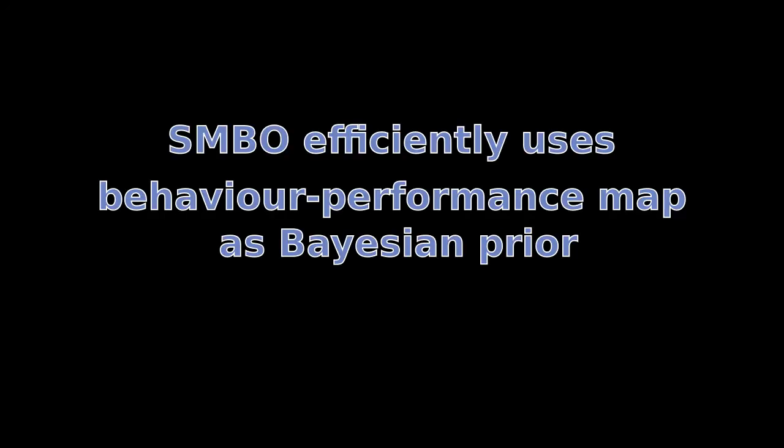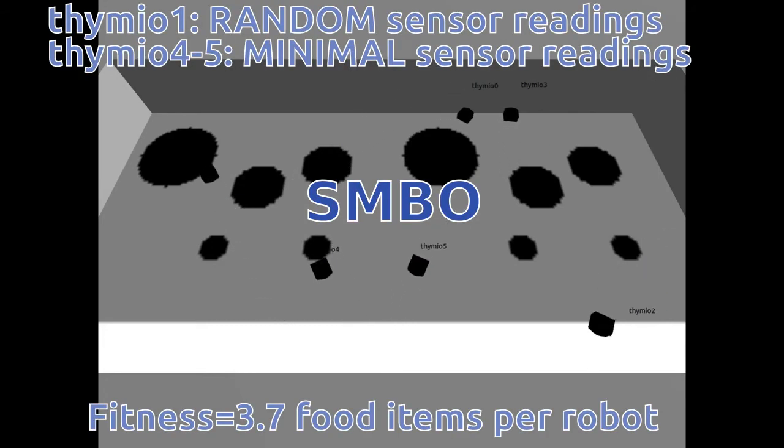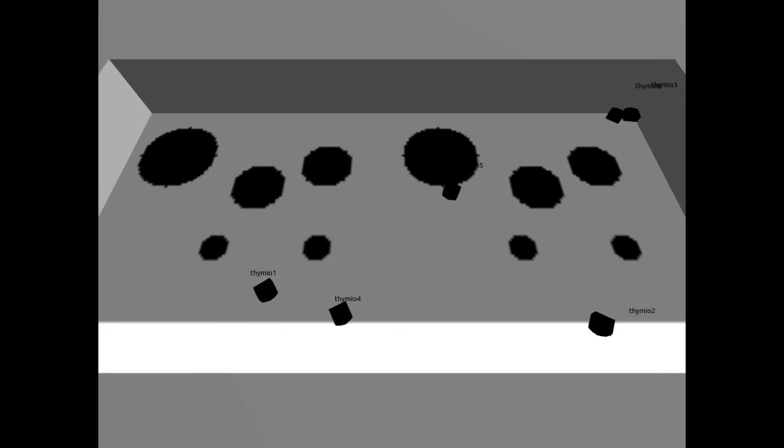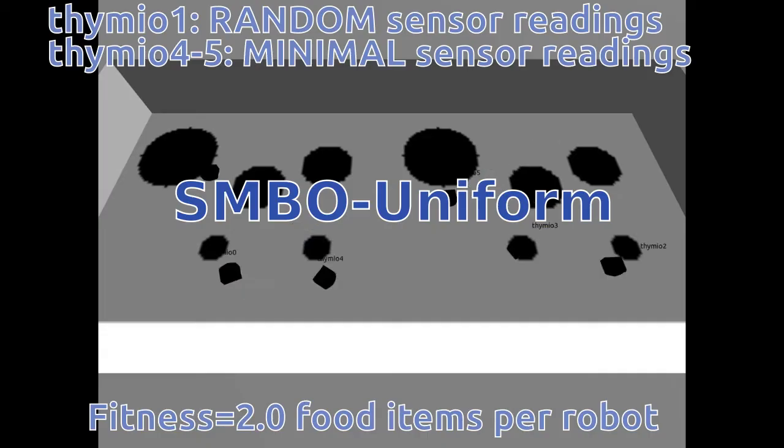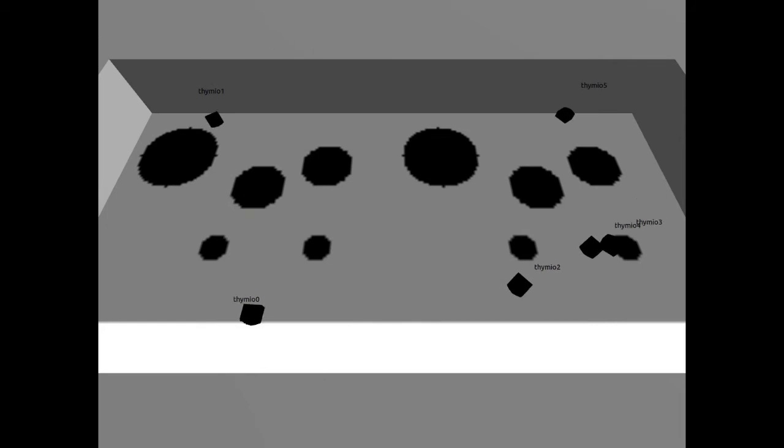SMBO efficiently uses the behavior performance map to guide its search as a Bayesian prior. The recovered behavior after the search is highly performing, with 4 robots going back and forth efficiently and 2 of them being ignored. Without the prior, the recovered behavior is less efficient, with many of them walking around randomly.